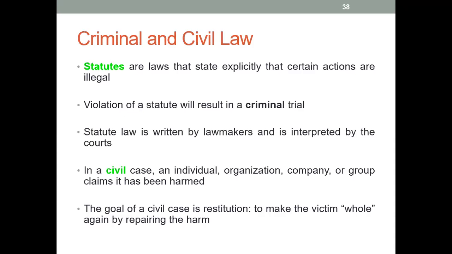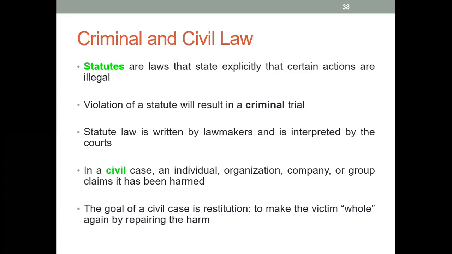Okay. Now, let us start with the first one, that is criminal and civil law. In the criminal and civil law, you can see I have written "statutes." This is some new terminology that you might be learning. So, what are statutes? Statutes are laws that state explicitly that certain actions are illegal, right? So they are the laws that state that certain actions are illegal, and violation of a statute will result in a criminal trial.